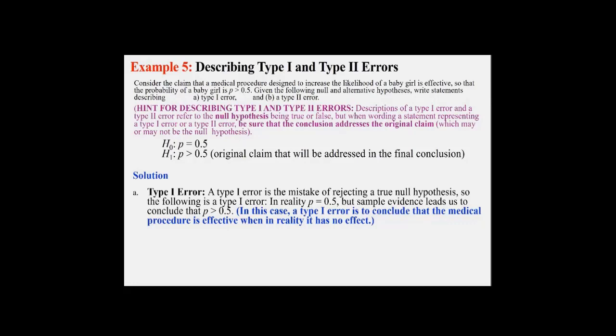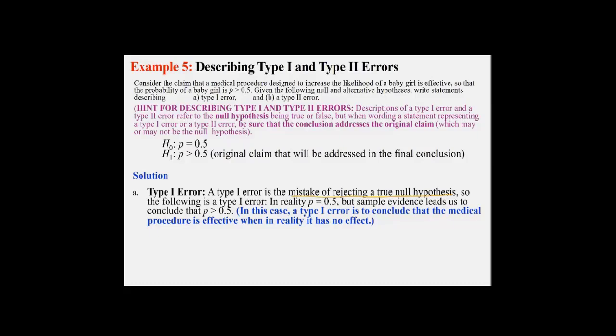Remember the meaning of type 1 error and discuss that symbolically, and then put it into words. So, rejecting a true null hypothesis. The null hypothesis says P is 0.5, but if we reject that, and remember, we reject it based on the sample data we pick, that would be type 1 error. Now, what does it mean in words? A type 1 error is to conclude that the medical procedure is effective. That means P is larger than 0.5. Then in reality, it has no effect.